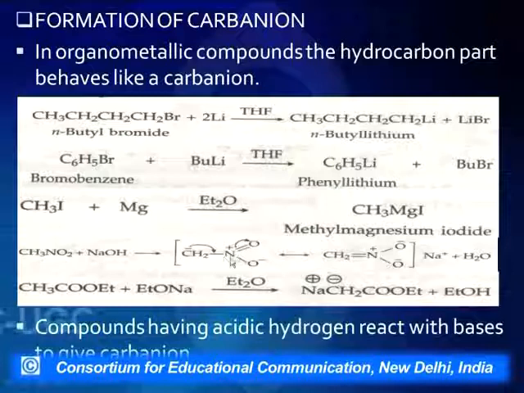Similarly, in the second case, this is an example of ethyl acetate. This group is an electron withdrawing group. So the bond between this carbon and hydrogen is weak. So when we treat it with a strong nucleophile, like ethoxide ion, this will abstract a proton from this carbon, resulting in the formation of a carbanion. So all these reactions are where the carbanion is formed.